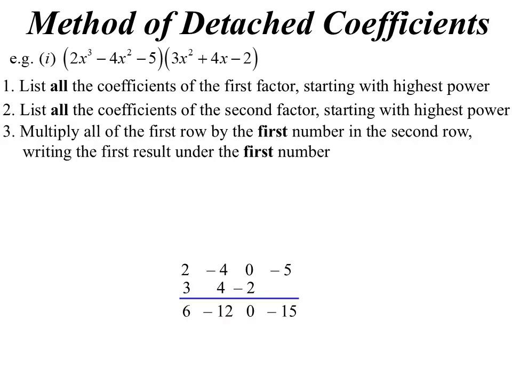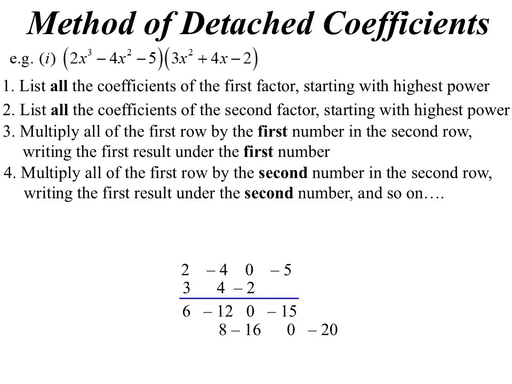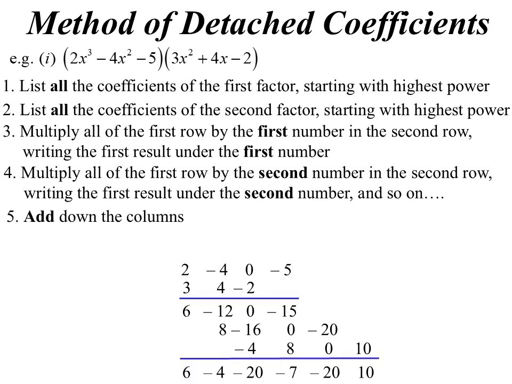Multiply all of the first row by the first number in the second row, writing the first result under the first number. It's a mouthful, but it's easier if I just do it. Get that top row, multiply everything by 3, write it down. Because I'm multiplying everything by the second number, I start under the second number, and for the third number I write it under the third number. Then I just add down those columns, and there are all the coefficients of my answer.